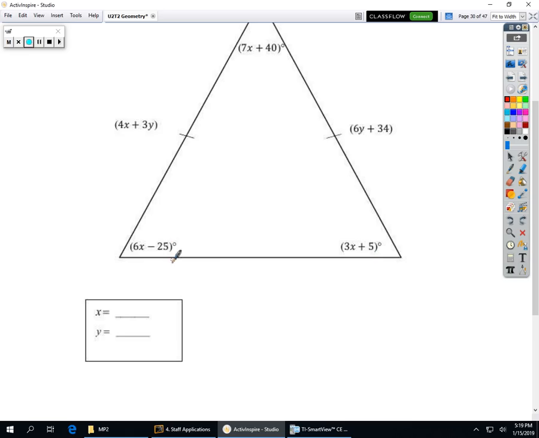So I could set these two equations equal to each other: 6x minus 25 equals 3x plus 5. If I wanted, I could use a more complicated equation. I could have used all three of these and see if they added to 180. That is more work in my opinion, but there's nothing wrong with doing that as long as the answer is appropriate.